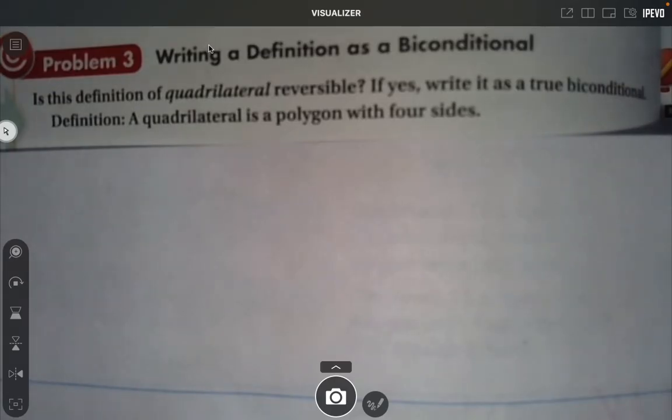How would you write it? What is a biconditional? What words does that have? If and only if. Okay? So how would you write this using if and only if? A quadrilateral is a polygon if and only if it has 4 sides. Or the figure is a quadrilateral if and only if it's a polygon with 4 sides. Yeah. That's what I would say.